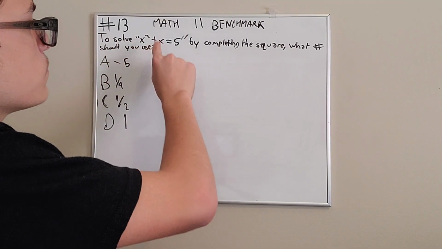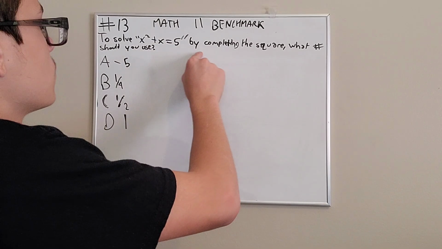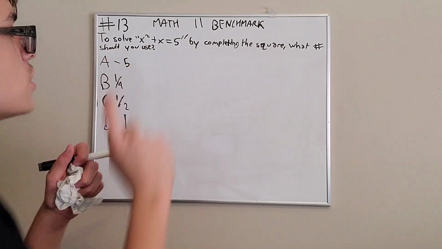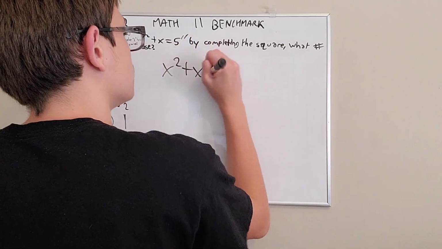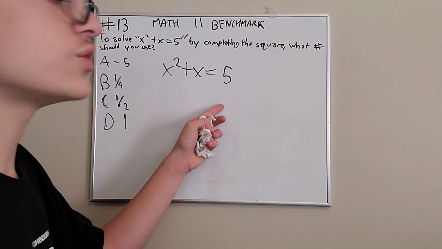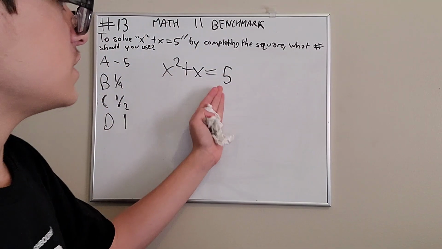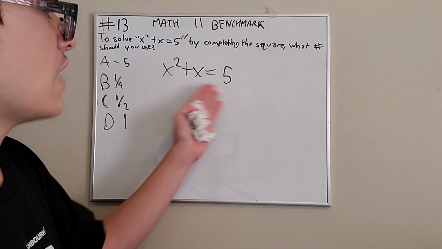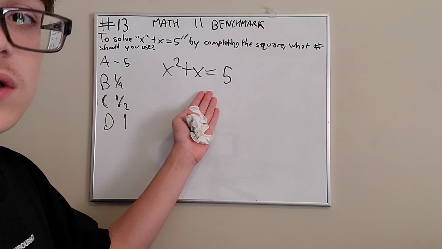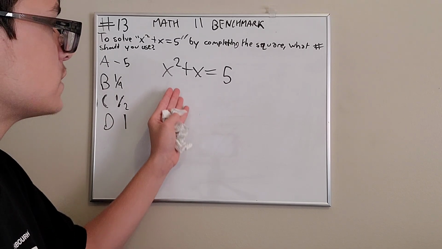Number 13. To solve x squared plus x equals 5 by completing the square, what number should you use? So, remember, the first step in solving a quadratic equation by completing the square is to move c to the right side of the equation. So, there it is. 5 has already been moved. As it's c, it's already been moved, so we don't need to do that step.